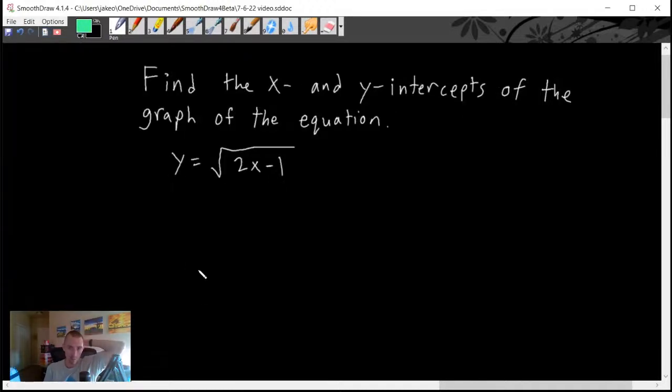Find the x and y intercepts of the graph of the equation y equals square root of 2x minus 1. There's a couple ways to do a problem like this. The first one would be to graph your function and look at your picture and see where it intersects with each of the x and y axis. You can also do this algebraically without having to deal with graphing.